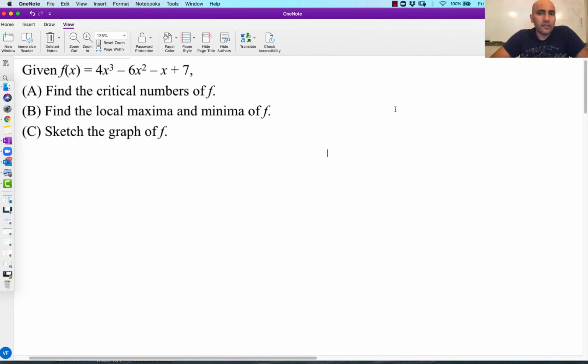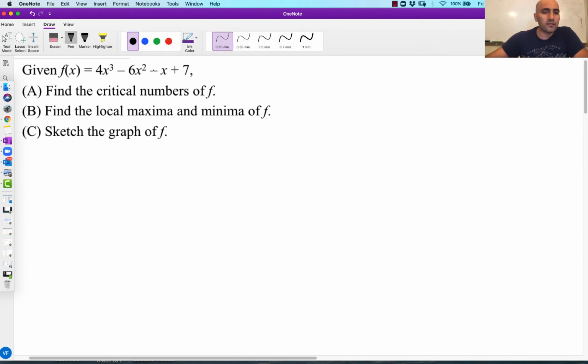Okay, so given that f of x equals 4x cubed minus 6x squared minus x plus 7, A, find the critical numbers of f, B, find the local maxima and minima of f, so local maximums, local minimums, and finally draw a sketch of our graph. Okay, so this is a nice classic example from this section.